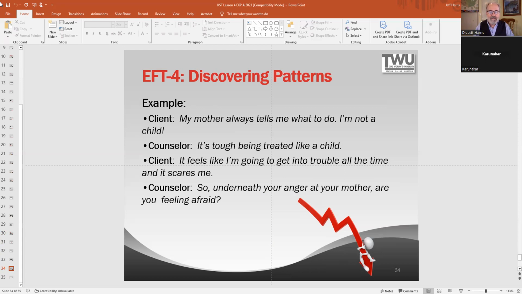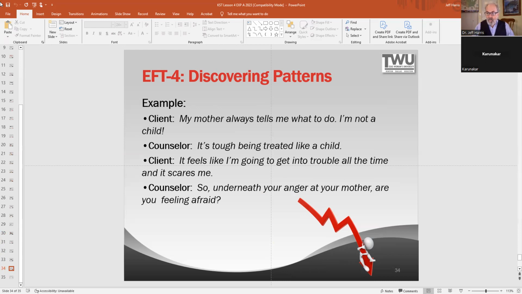The client says, it feels like I'm going to get into trouble all the time and it scares me. We also know that the client feels like they're being treated as a child. And so in this example, again, oversimplified, the counselor may now be wondering, is fear a primary emotion and that the client is covering with a secondary reaction of anger?